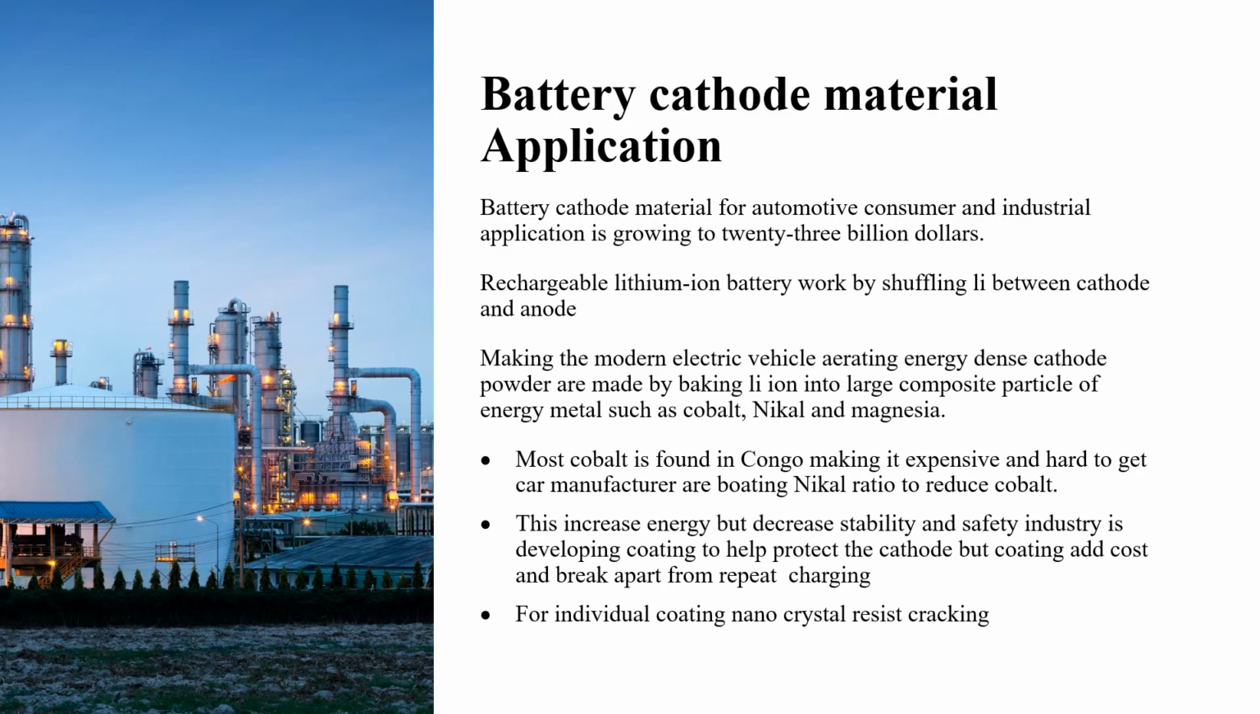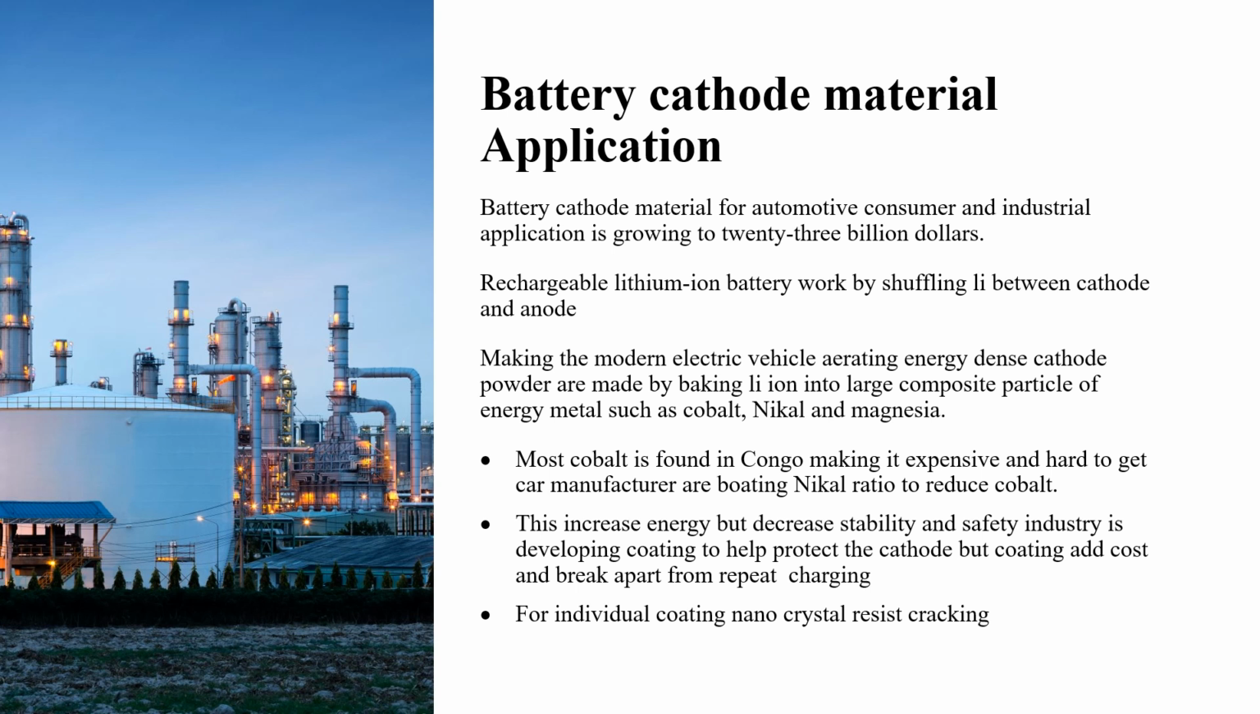Battery cathode material applications. The battery cathode material market for automotive, consumer, and industrial applications is growing to $23 billion. Rechargeable lithium-ion batteries work by shuffling lithium between cathode and anode, making the modern electric vehicle. Energy dense cathode powders are made by combining lithium ions into large composite particles of energy metals such as cobalt, nickel, and manganese.